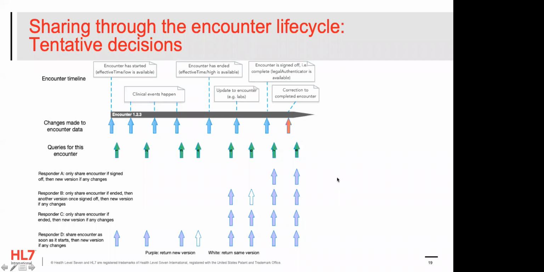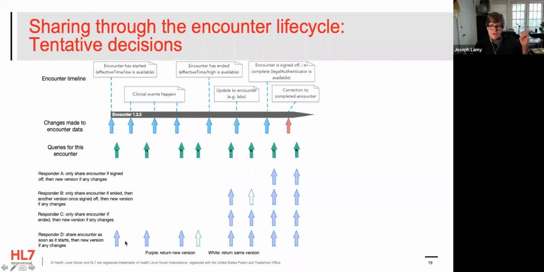All right, great. So you can see the different heuristics by which these different responders are acting. Well, this is what the group decided. The first thing they decided was that waiting until it's signed off was too late. And they wanted to make this a shall. They said, if you have an end date, you have to share it.